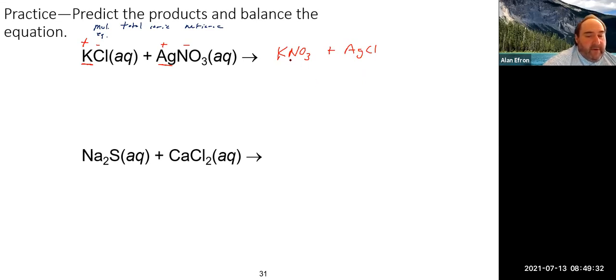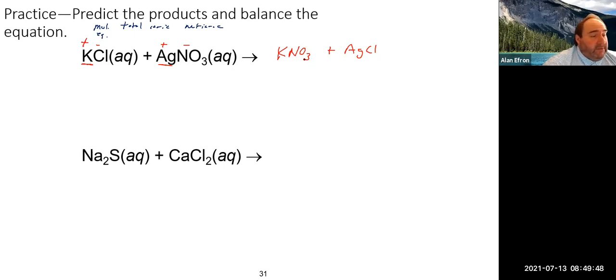Once we have our equations and our right formulas down, we can, at this point, look at balancing, and we see one potassium on the left, one nitrate on the left, one silver, and one chloride on the left. So it actually is balanced.